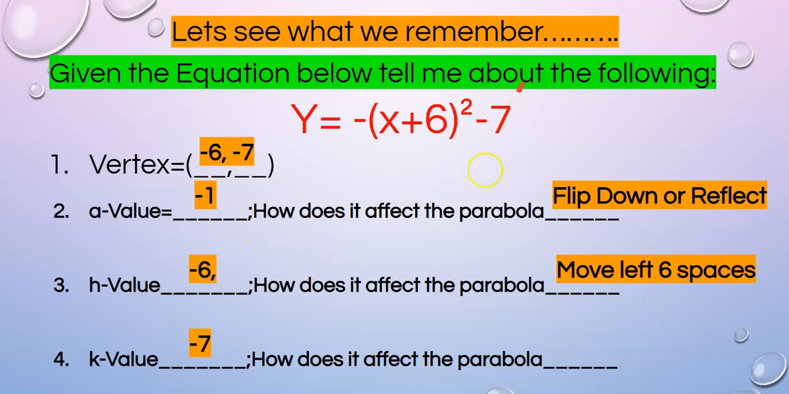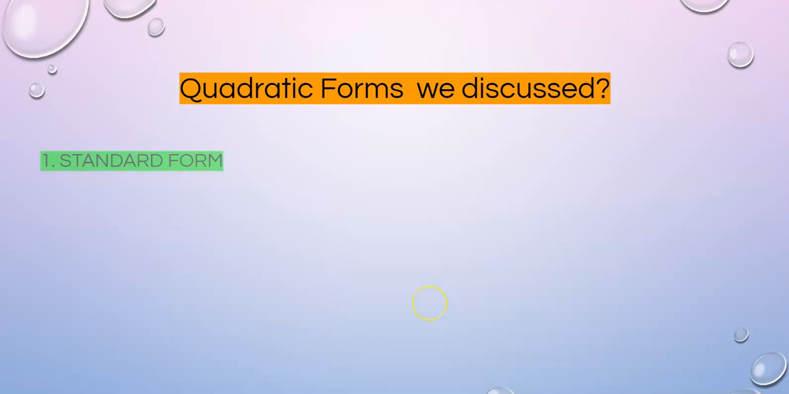And then the k value causes the parabola to move up or down. And in this case, it is going to cause that parabola to move down 7 spaces. Okay, so it's a great way to attack some stuff that we did before. So let's move on in this lesson.